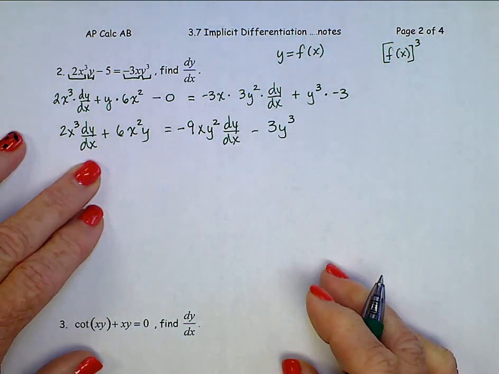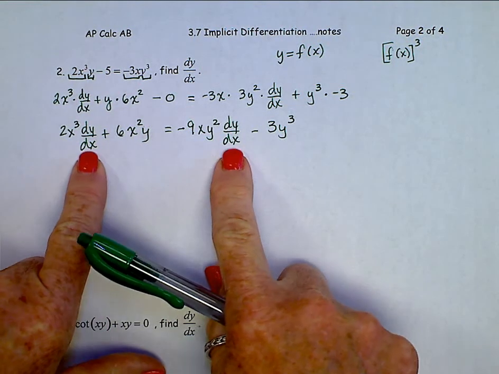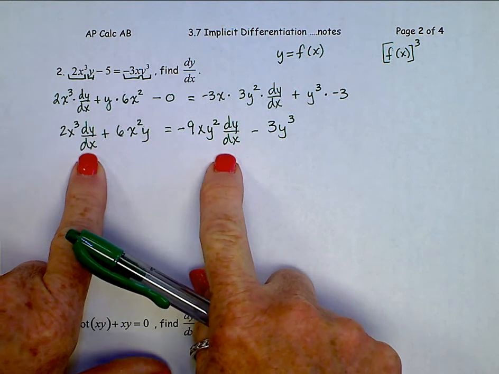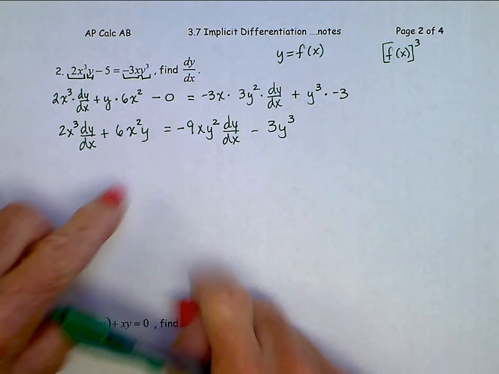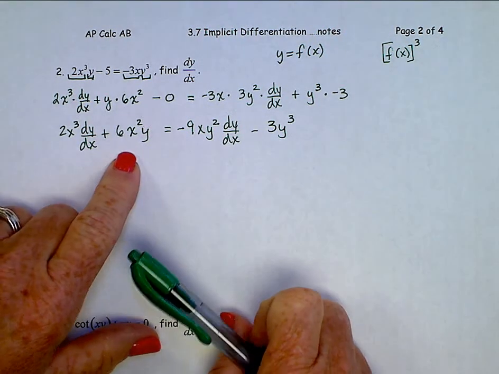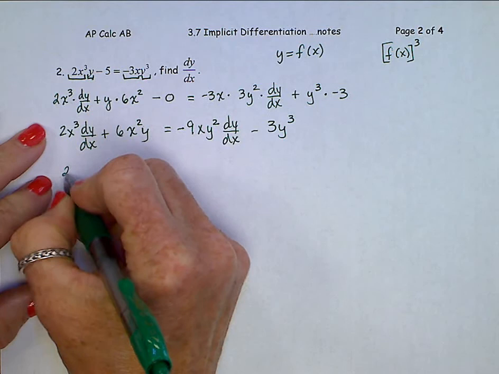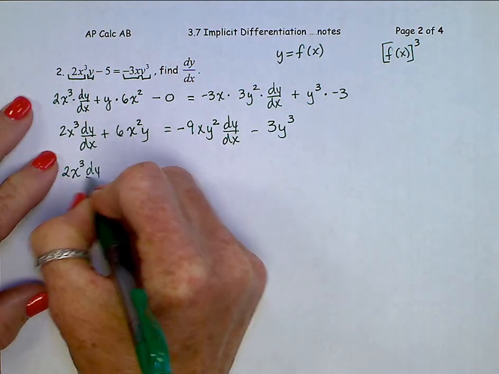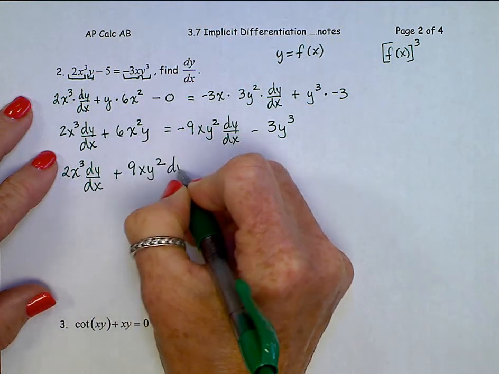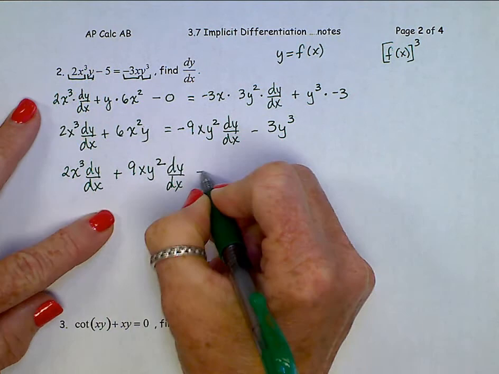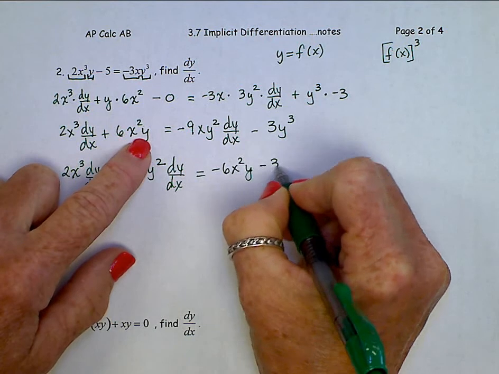The rest of this is all algebra. We need to solve for dy dx. So I'm going to get every term that has a dy dx in it on the left-hand side of the equal sign, and every term that does not have a dy dx on the right-hand side of the equal sign. So I'm going to add this 9xy squared dy dx to the left. We'll have 2x cubed dy dx plus 9xy squared dy dx equals negative 6x squared y minus 3y cubed.